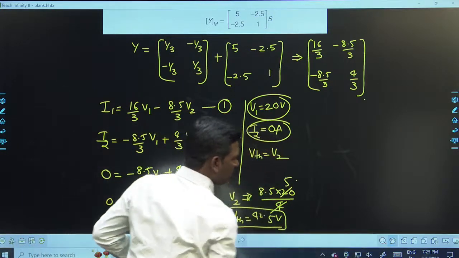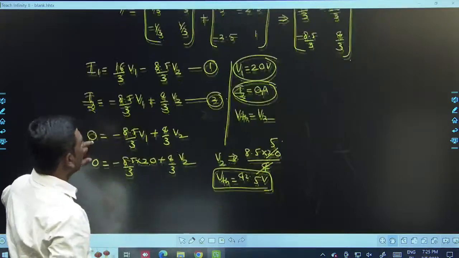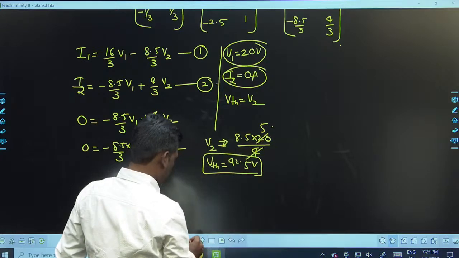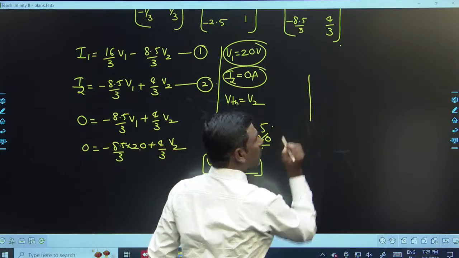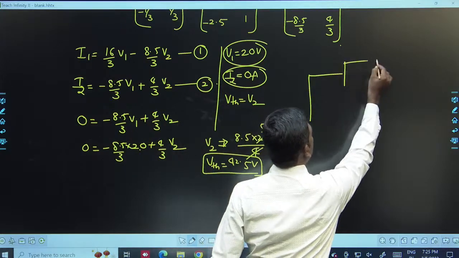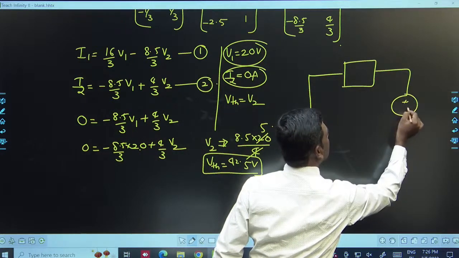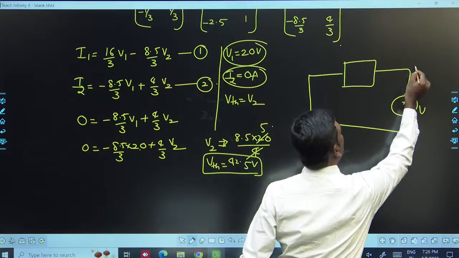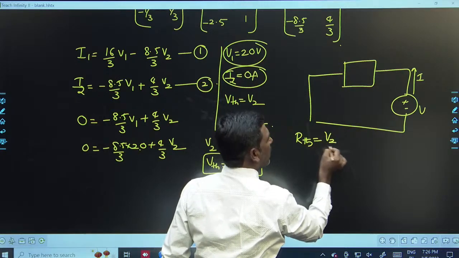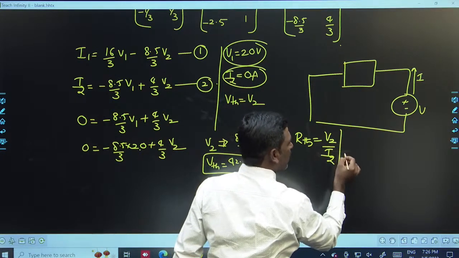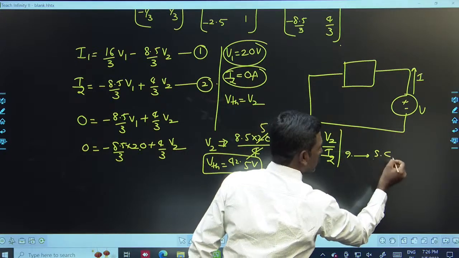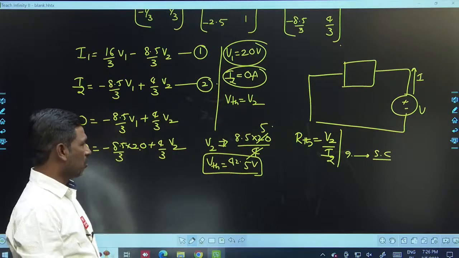Now find out RTH. So very simple, RTH is V2 by I2. Here just short circuit the independent source. Here the Y parameters are already there. Now connect a voltage source. The V by I ratio will give the RTH, right? Here the V by I ratio is nothing but V2 by I2. Provided here the 20 volts becomes 0, because an independent voltage source is replaced by a short circuit.